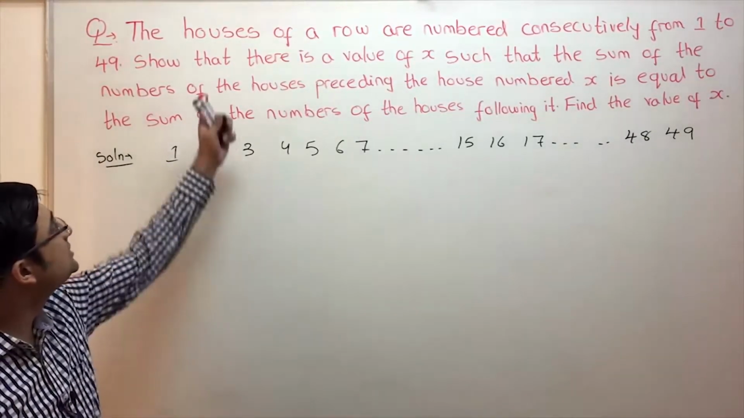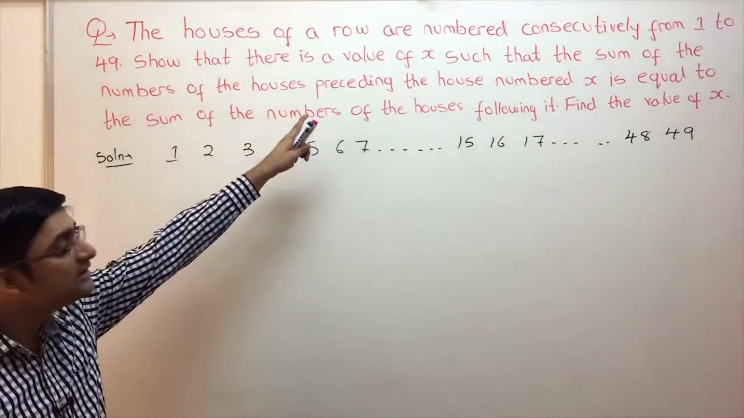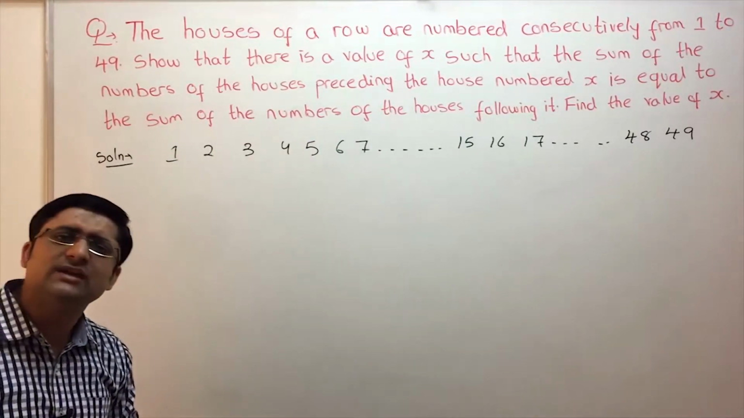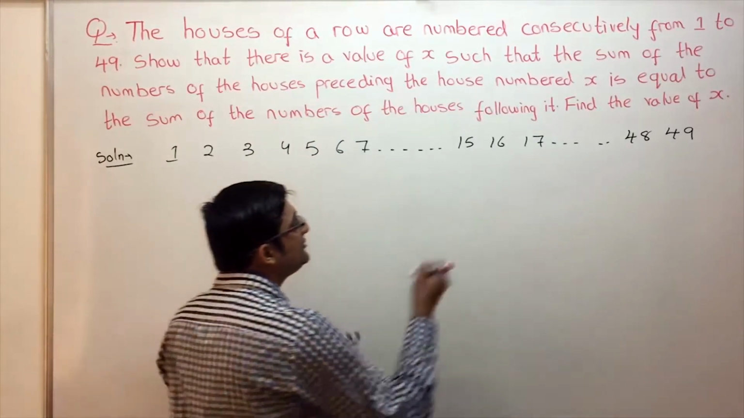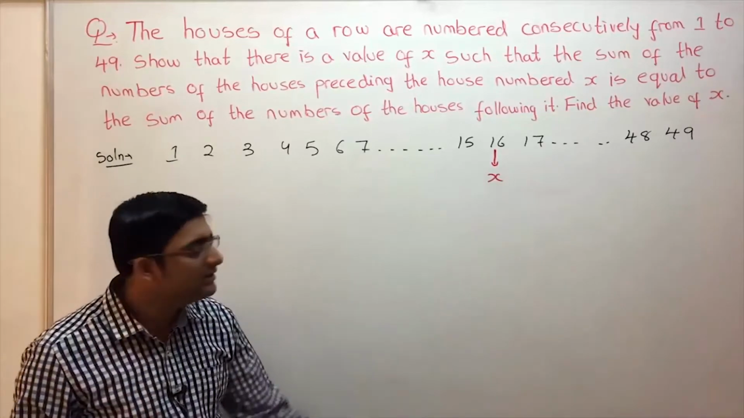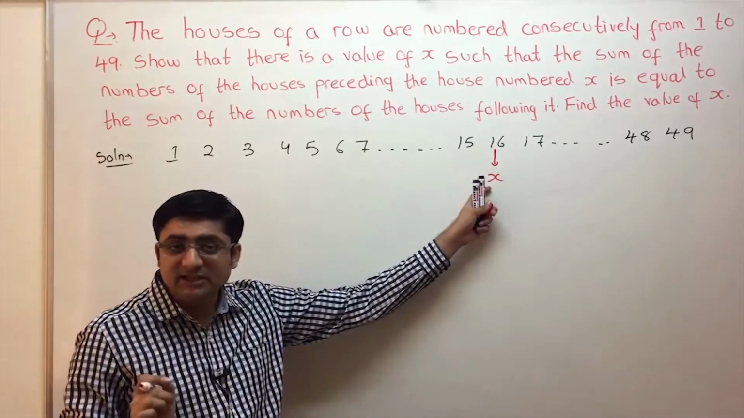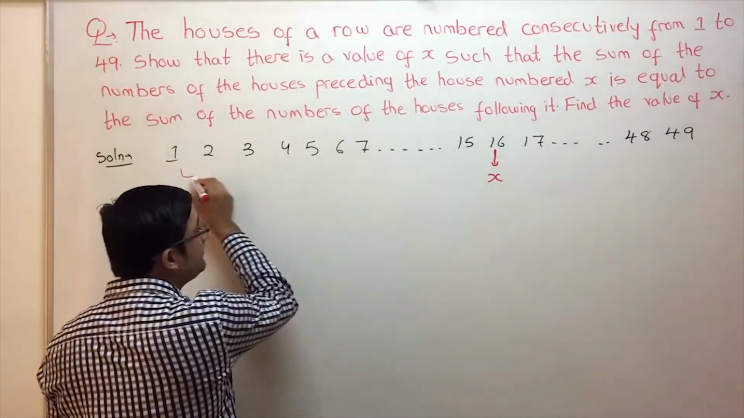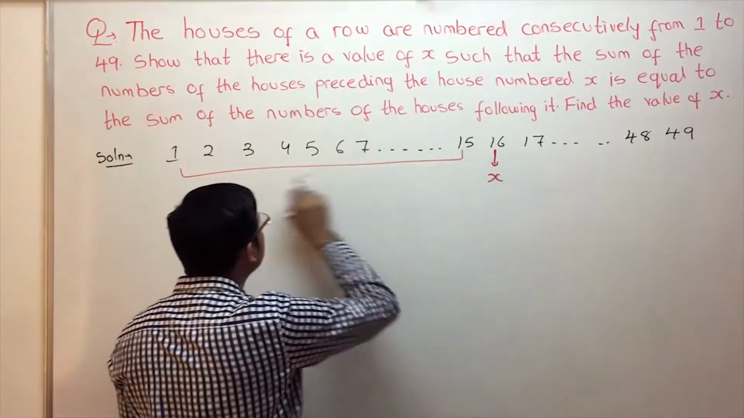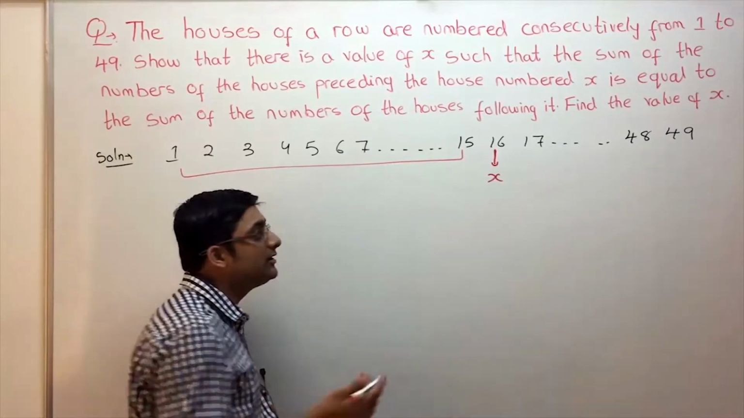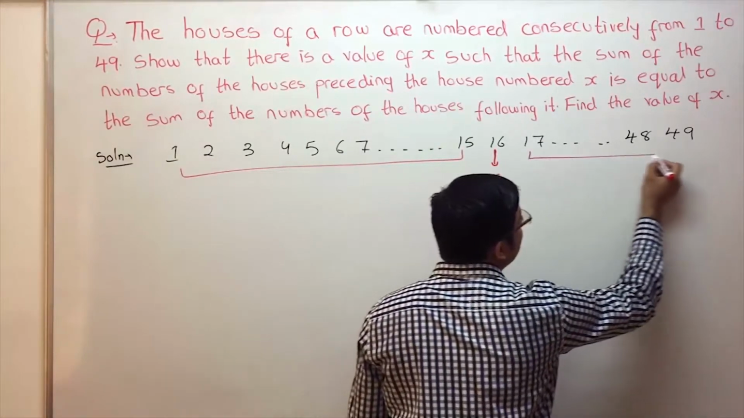Now what we have to do is show that there is a value of x such that the sum of the numbers of the houses preceding x. So let's say we choose any number. Let's say this number over here is x. Basically we have to find a number x such that the sum of the houses preceding this, so the sum of all these numbers, is equal to the sum of the numbers following it.